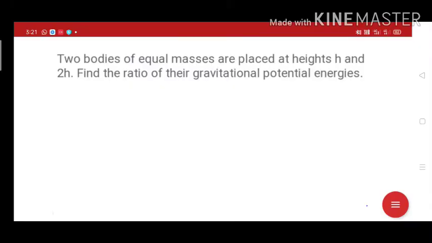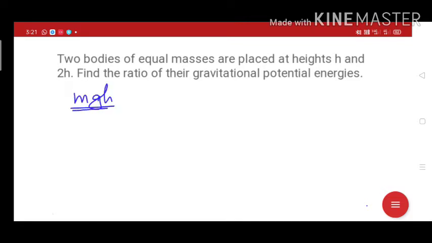So the first question is: two bodies of equal masses are placed at height h and 2h. Find the ratio of their gravitational potential energy. So what is the formula of gravitational potential energy? That is mgh.